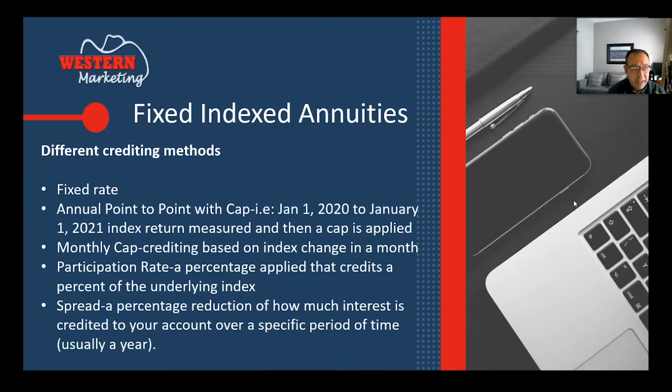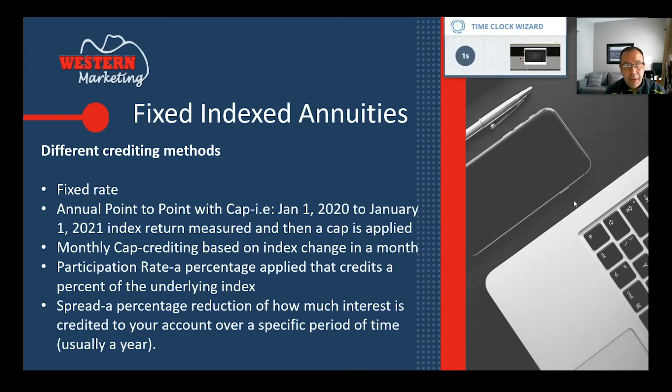Here's a little bit more on fixed index annuities. As said before, they do have a fixed rate option typically. These are the different buckets of money that you can put your money into a fixed index annuity. One of the most common options is an annual point-to-point with a cap. Let's just say we're tracking the S&P 500 on an annual point-to-point cap, and let's say that cap is 5%. If the S&P 500 from January 1st of this year to January 1st of next year returned, for simple numbers, 10%, and I have a 5% cap, I have 5% credited to my account.